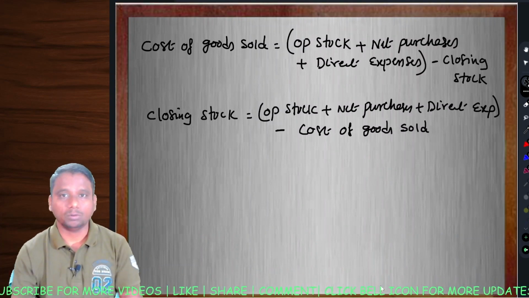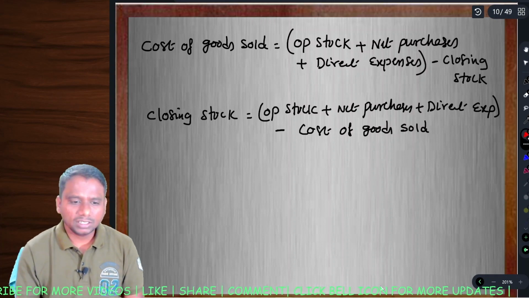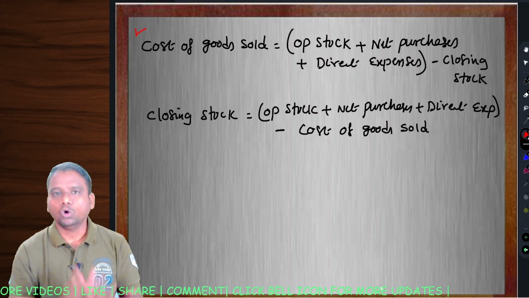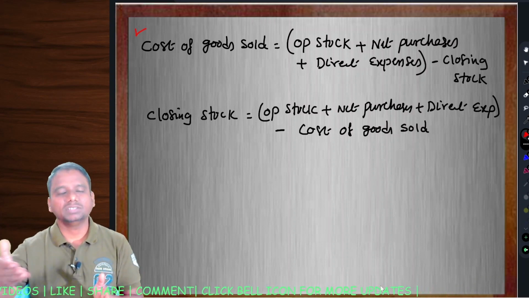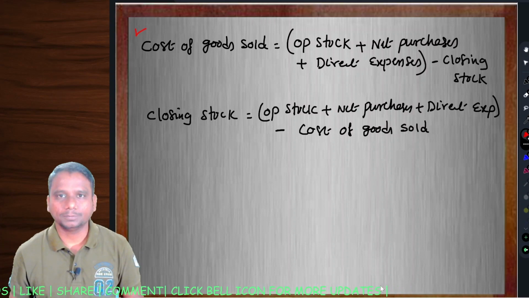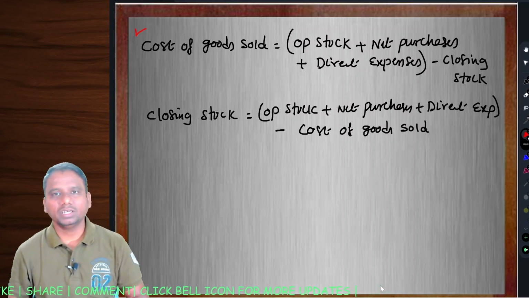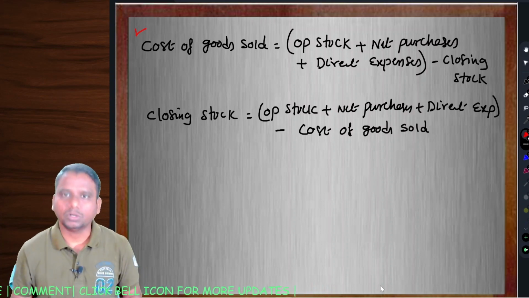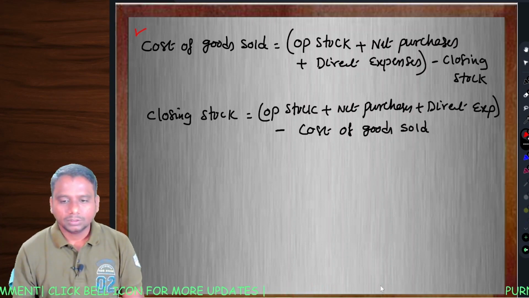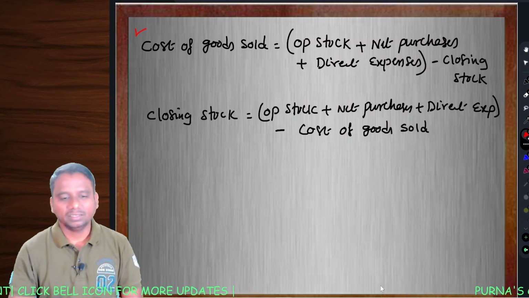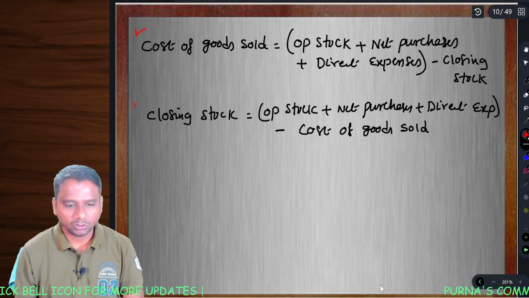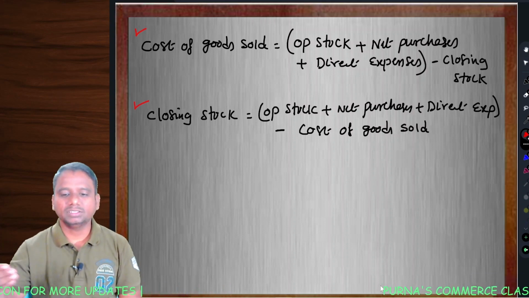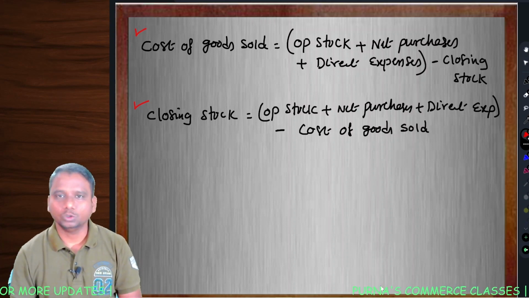Here we should apply some formulas. Look at it. Generally, we have a formula for cost of goods sold. What is the formula for cost of goods sold? Opening stock plus net purchases plus direct expenses minus closing stock. Yes or no? Closing stock can be calculated in the above manner under inventory valuation chapter, but here it is not possible. So bring this closing stock to the left hand side and cost of goods sold to the right hand side. Now look at, now what is the formula? Closing stock is equal to opening stock plus net purchases plus direct expenses minus cost of goods sold.